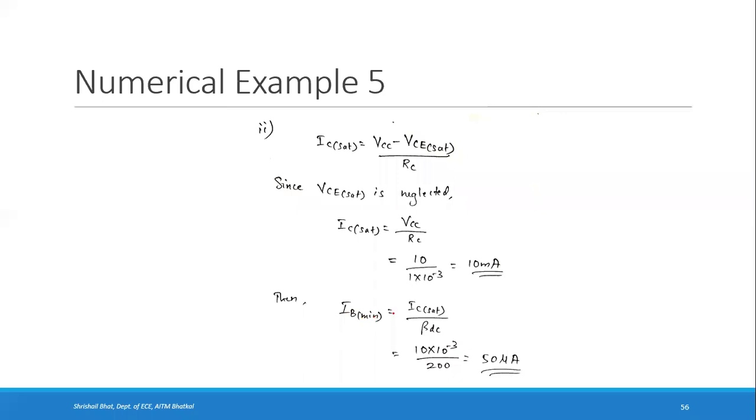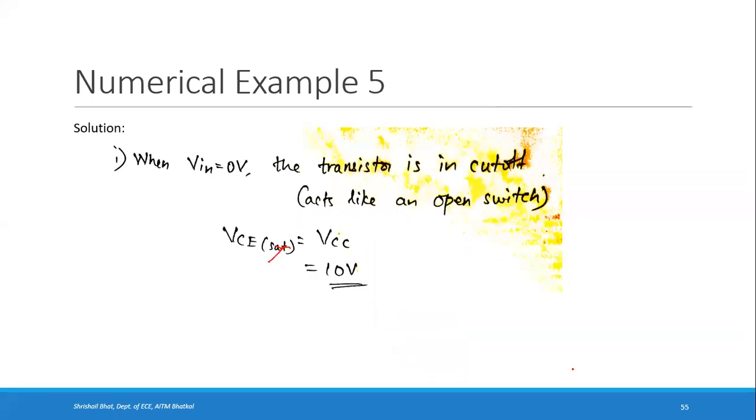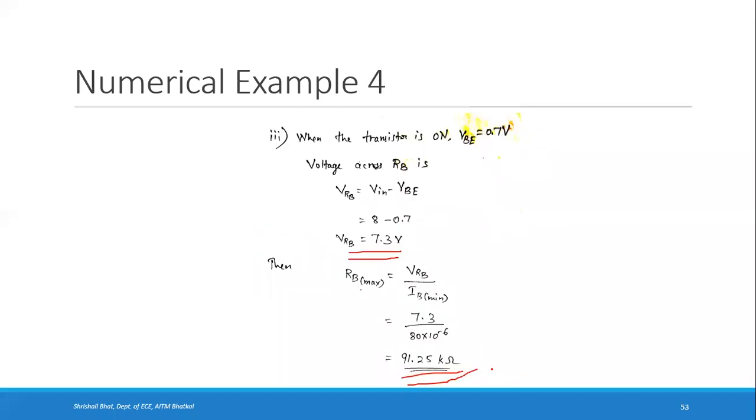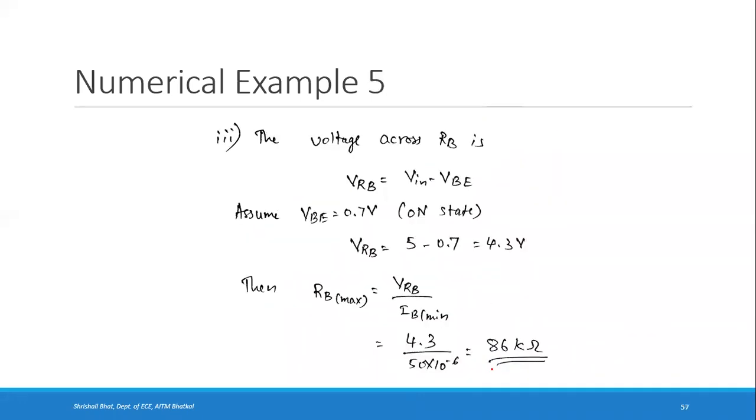Then IB min is equal to IC by beta, right? If you substitute these values, you'll get 50 microamps. Similar to the previous problem, only the values are different. Then the voltage across RB is VRB, equal to Vin minus VBE. If you substitute VBE as 0.7, you'll get VRB as 4.3. If you put this in this equation, you'll get RB max as 86 kilo ohms. In the previous example, you got 91.25. Here you get 86 kilo ohms. So these are the different numerical examples that can be asked in the exam.